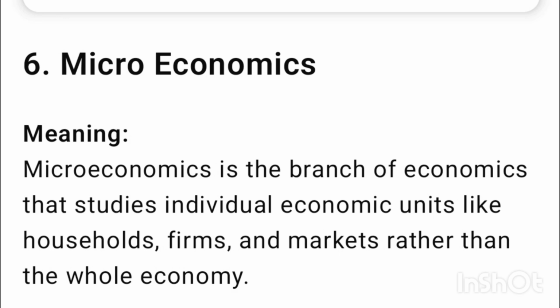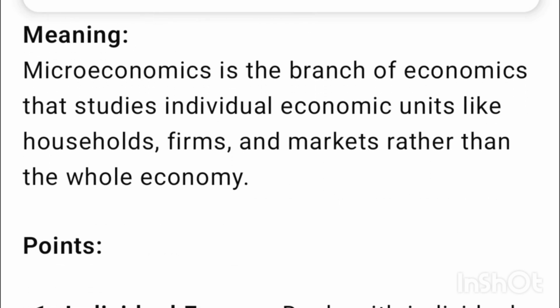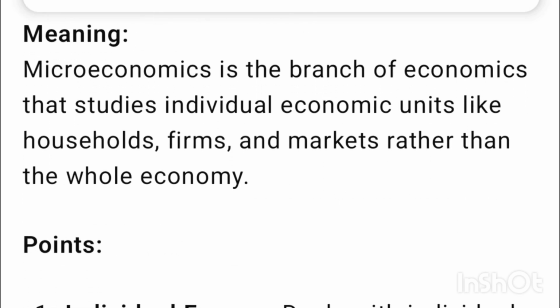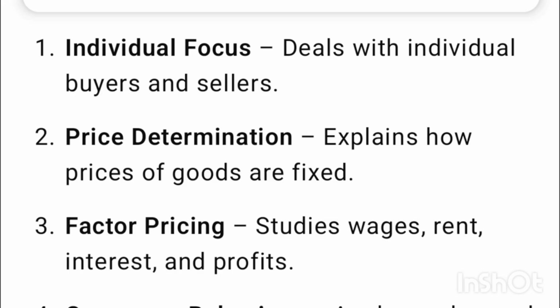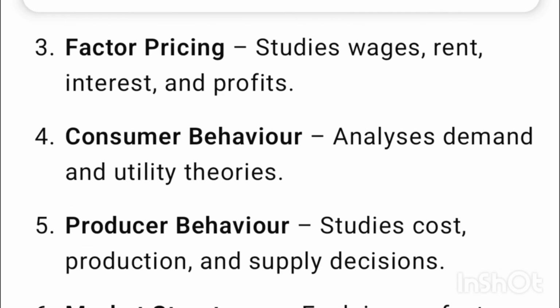Number 6. Microeconomics. Meaning. Microeconomics is the branch of economics that studies individual economic units like households, firms, and markets rather than the whole economy. Points. 1. Individual focus. Deals with individual buyers and sellers. 2. Price determination. Explains how prices of goods are fixed. 3. Factor pricing. Studies wages, rent, interest, and profits. 4. Consumer behavior. Analyzes demand and utility theories.